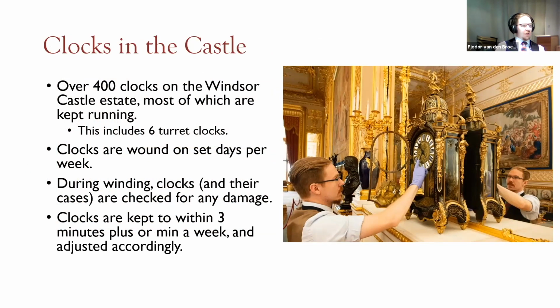Windsor Castle and the surrounding Great Park is home to over 400 clocks of the Royal Collection, housed in the state apartments, offices, and any other room that requires a clock. This also includes 6 turret clocks. Almost all of these are kept running and keep the castle on time.